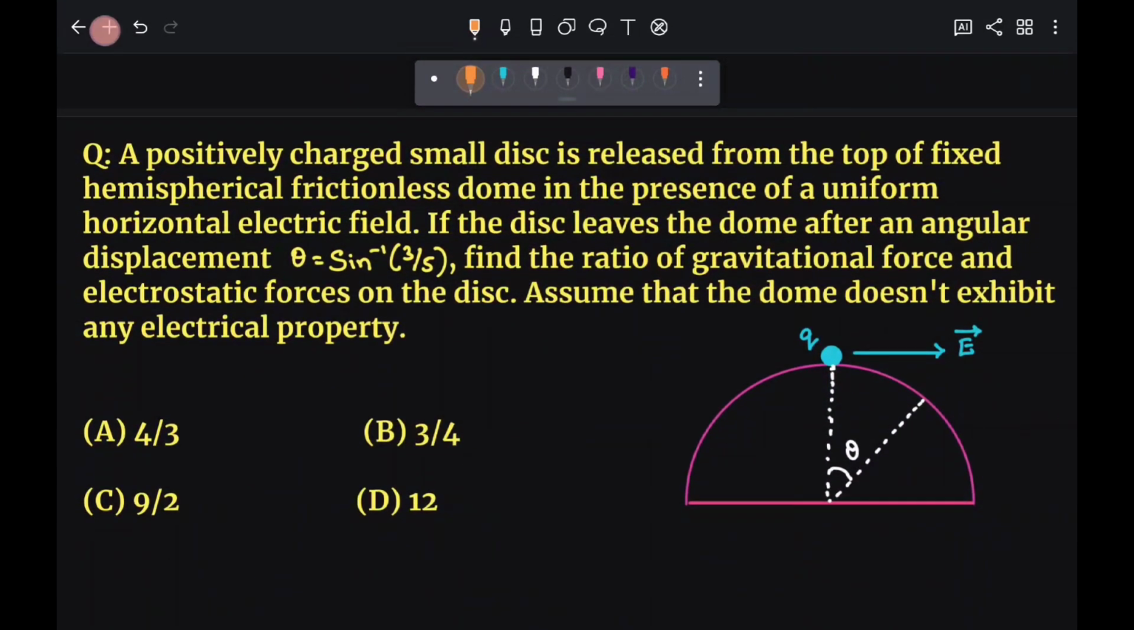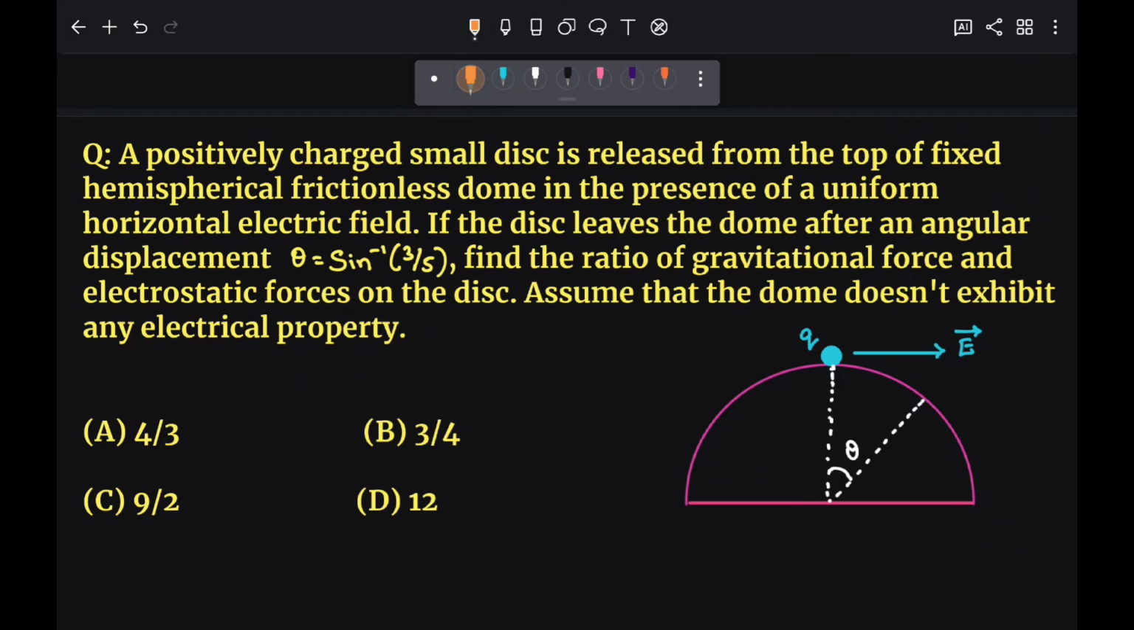The problem given is this. A positively charged small disk is released from the top of a fixed hemispherical frictionless dome in the presence of a uniform horizontal electric field. If the disk leaves the dome after an angular displacement of theta equal to sine inverse of 3/5, find the ratio of gravitational force and electrostatic forces on the disk. Assume that the dome doesn't exhibit any electrical property. That is the question given.